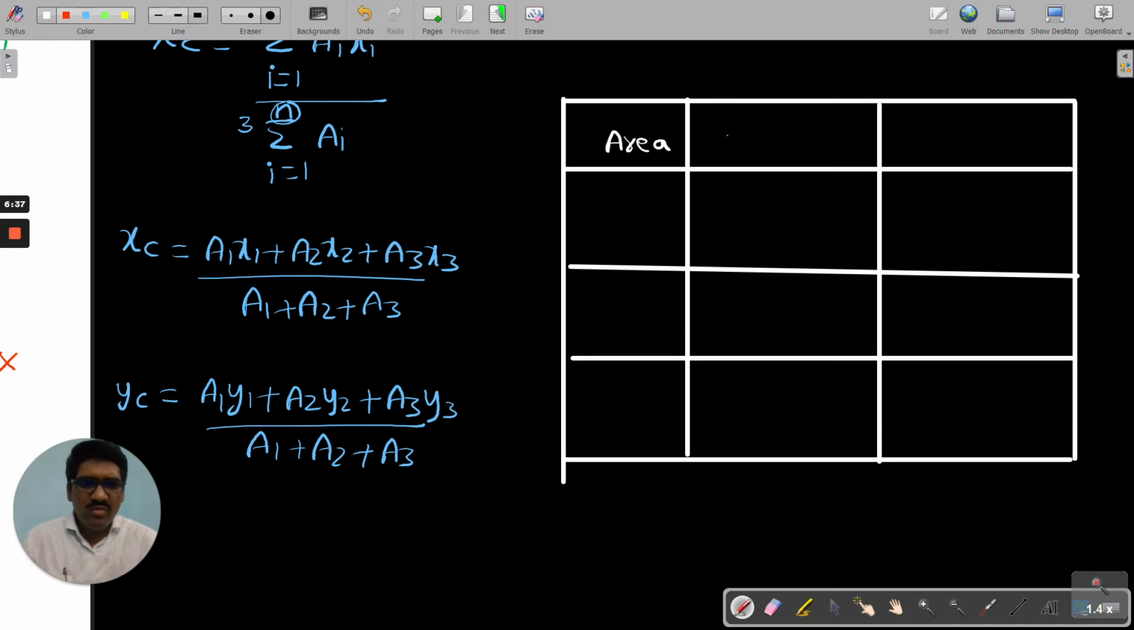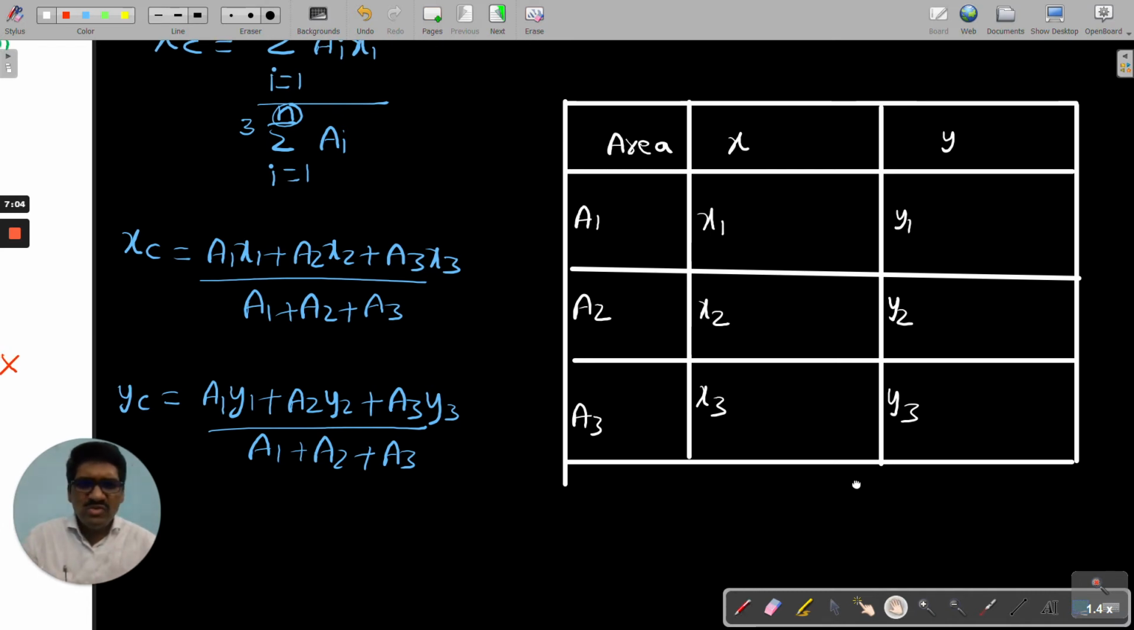So we can go for the x coordinate, and at the same time we can go for the y coordinate. So we have to write area A1, area A2, area A3, and at the same time x1, y1, x2, y2, x3, and then y3. Anyway, you can form it, not an issue. Now, tell me, all of you, what is your area A1?